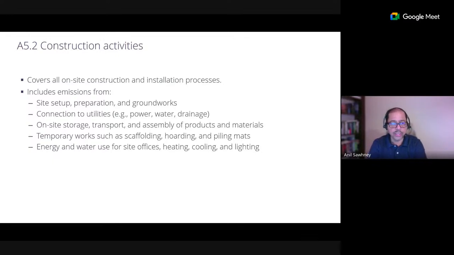A5.2 relates to construction activities, so it covers all on-site construction installation processes. It's all your site prep, site setup, mobilization, groundwork, your temporary facilities or utilities, on-site storage, transportation, temporary works, assembly of products, materials, lifting of stuff, pouring of concrete, compacting. All those construction means and methods should be accounted for in A5.2. All energy and water use for site offices, heating, cooling, lighting should also be included in A5.2.